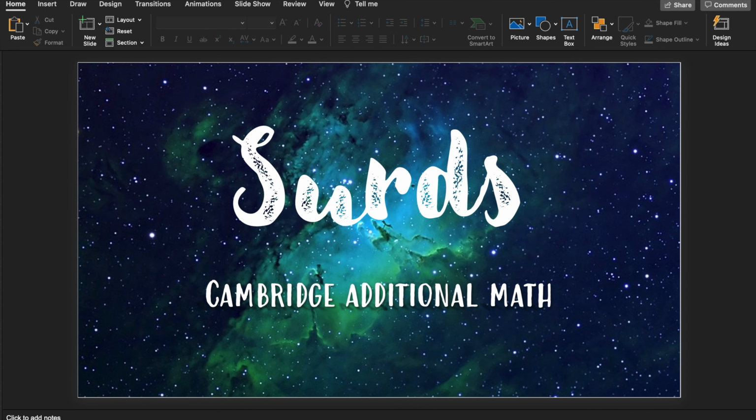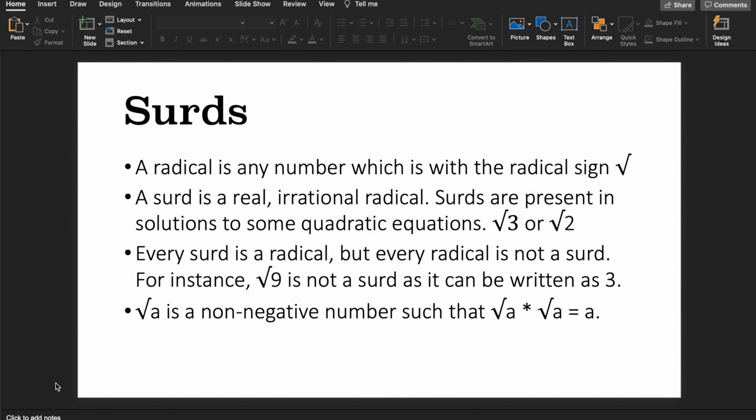The next topic in additional mathematics is surds. A radical is any number with the radical sign, meaning the number must be under the radical sign. A surd is a real irrational radical. Surds are present in solutions to some quadratic equations. So it could be root 3.